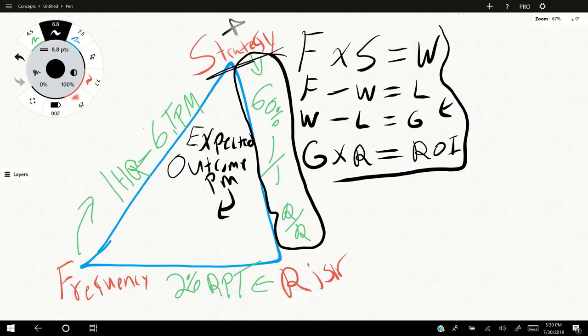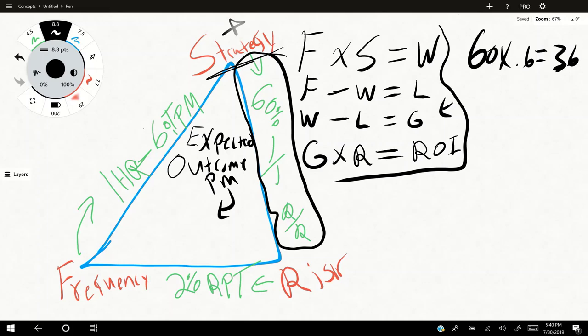So right here, let's redo all of this, and obviously our expected outcome is going to change dramatically now, because what we're going to have is F times S. Our frequency is now 60 trades per month. So what we have is F times S. So we have 60 times 0.6, which is going to equal 36.